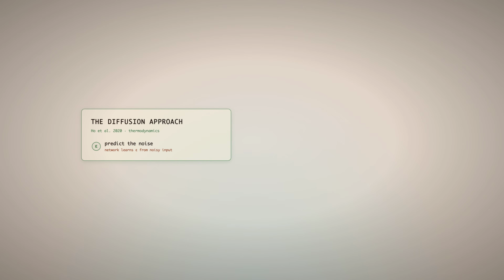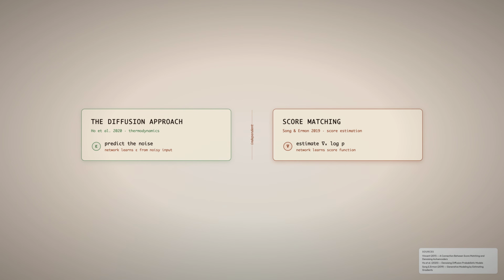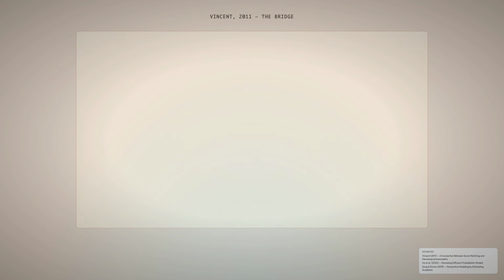Two research programs, completely independent. The diffusion approach: predict the noise. Score matching from Song and Ermon: estimate the gradient of log probability. They converged. And Vincent's 2011 result reveals why.